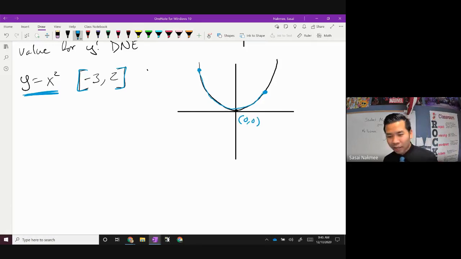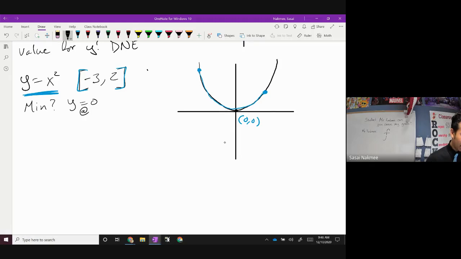When I look at it this way now, what's the minimum now for my problem? What do you guys think? What's the minimum value for my problem here? Is it still the same as the minimum value that I found earlier? Is it still at 0? I hope you guys say yes, it's still at 0, right? Yeah, Brian, that's right. The minimum value for y is still 0, and it's still happening at x equals 0, right?